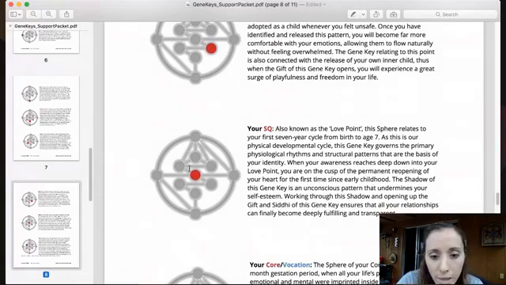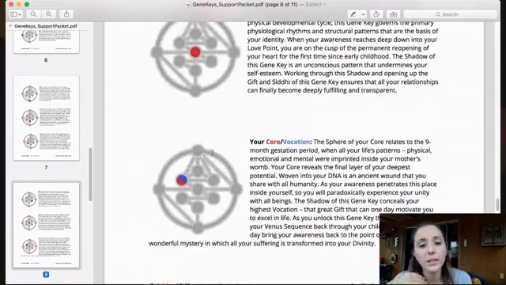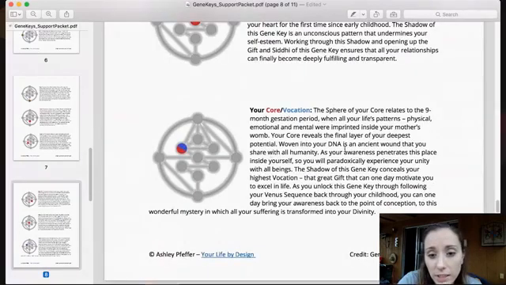So anyways, your core was imprinted on you in the womb, and it's woven in your DNA. Your core is what's going to reveal the final layer of your deepest potential. It's an ancient wound that you share with all humanity. This is also what you're meant to do in the world. So let's see what it says about the gift: the great gift that can one day motivate you to excel in life.